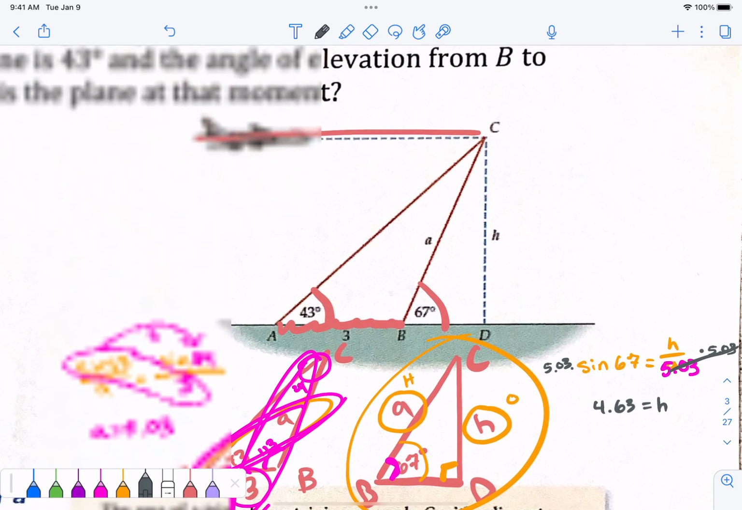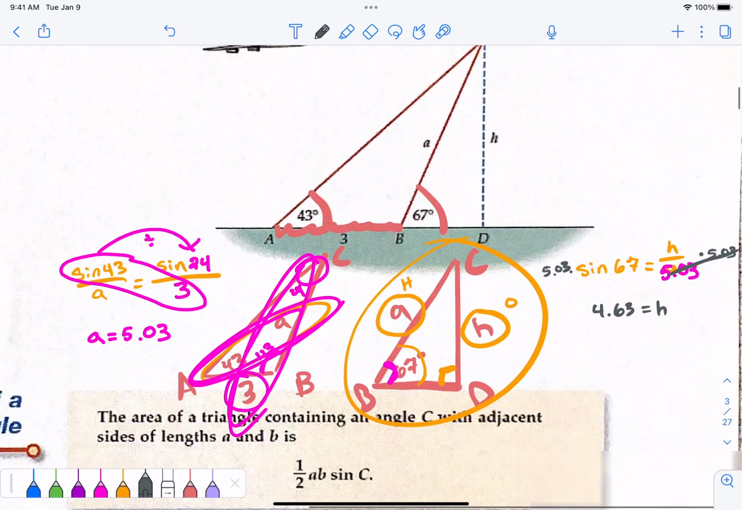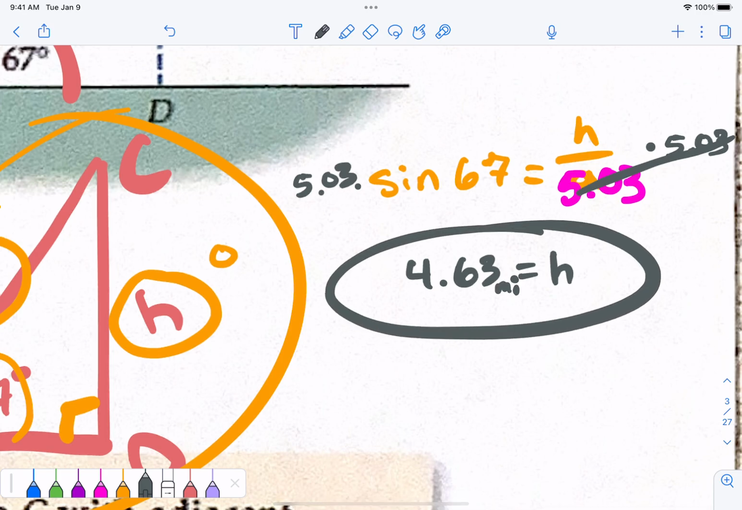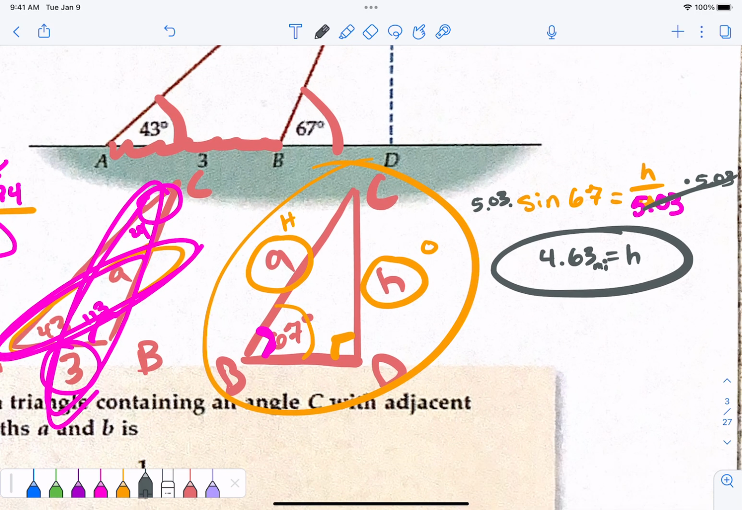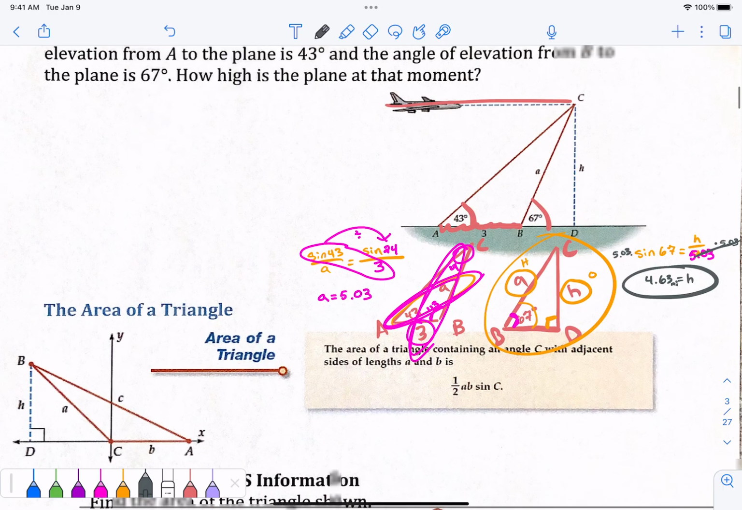Are we in miles? Miles, I think. 3 miles? Yep, miles. So 4.363 miles in the air is how high that plane is, going constantly parallel to the ground. Yeah, that wasn't too bad. Okay, good, good. A lot of stuff going on.